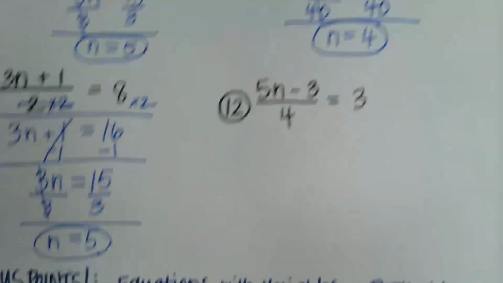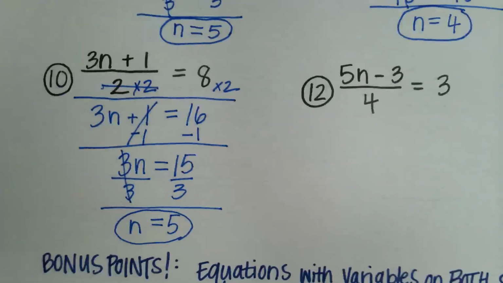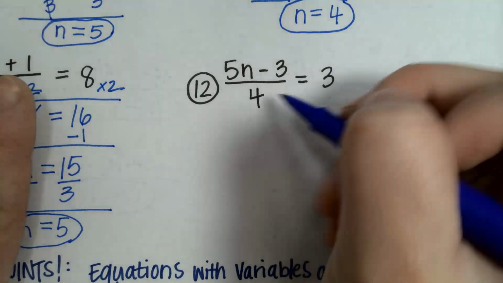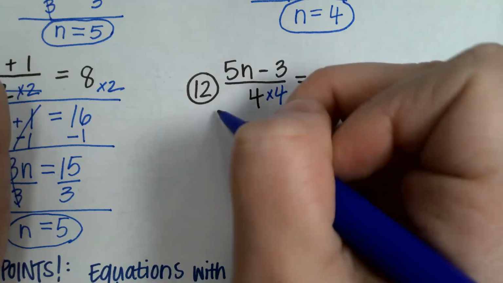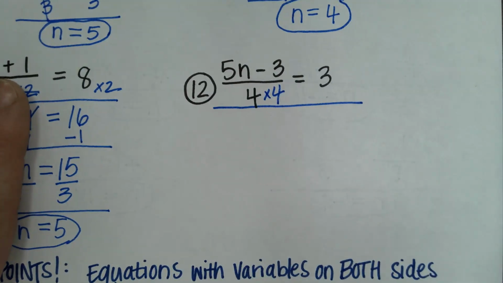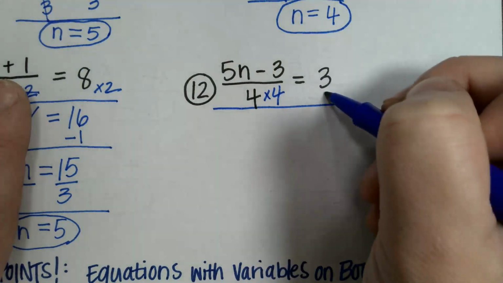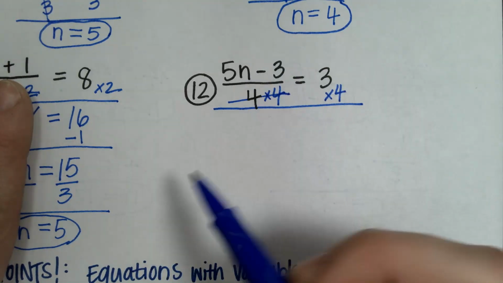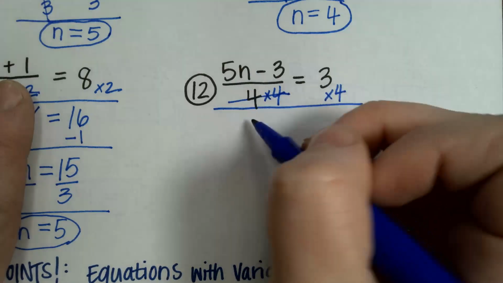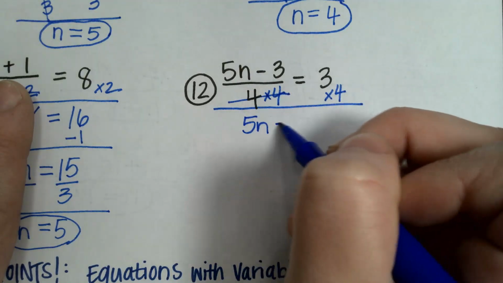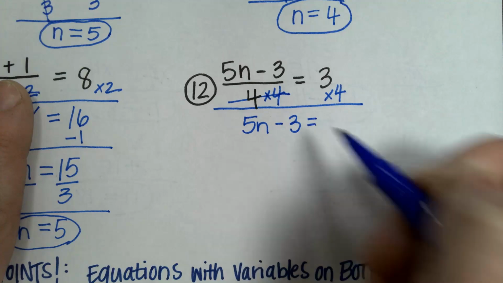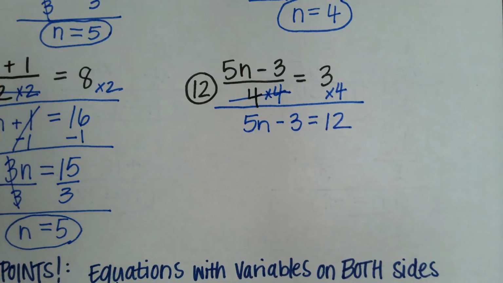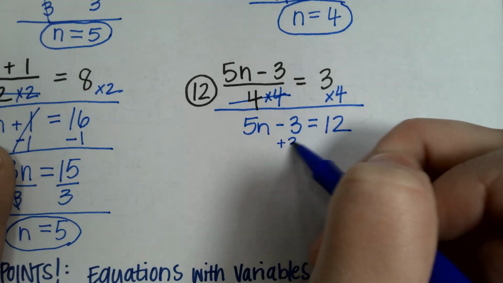Let's try 12. Number 12 is just like number 10. What do we do? Yes, we have divided by 4, so to get rid of it, we will do times 4. What else do I need to do? Yes, do the 4 times 3 as well. My 4s will cancel, so I'm left with 5n minus 3 equals 3 times 4? 12. Good. What's next? Plus 3 on both sides.